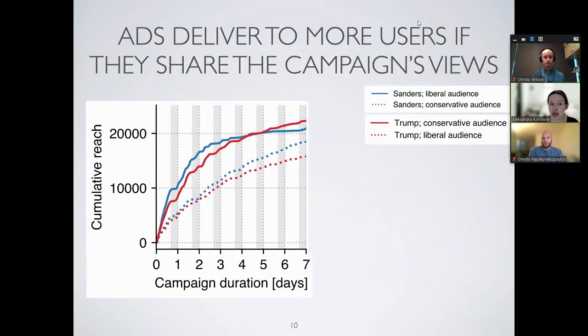And what we see here is that the ads deliver to more users if they share the campaign's views. So on the x-axis, you can see the campaign duration. On the y-axis, you can see cumulative reach. And you can see that the Sanders ad delivers more to the liberal audience than to the conservative audience. And the Trump ad delivers more to the conservative audience than to the liberal audience, even though the ads are targeting equally the liberal audiences and the conservative audiences, and even though they're willing to pay equal amounts for both audiences.